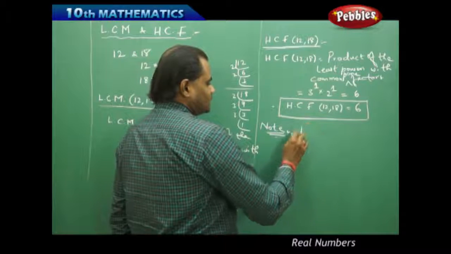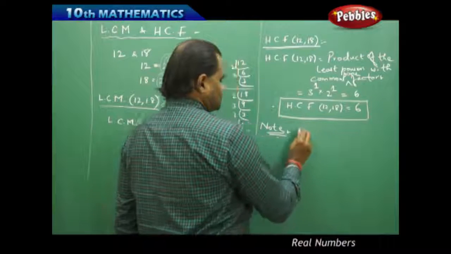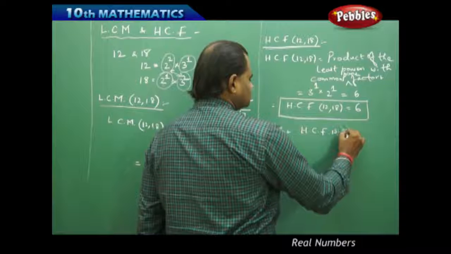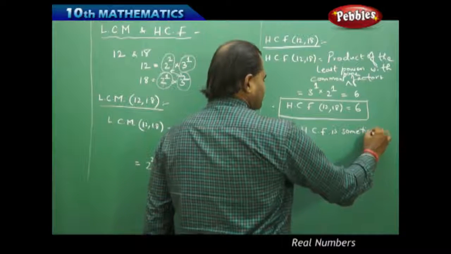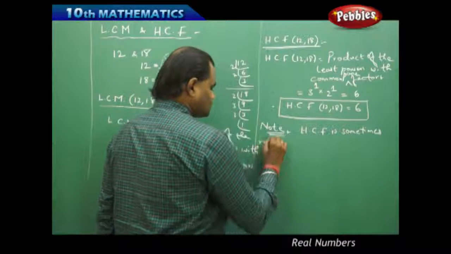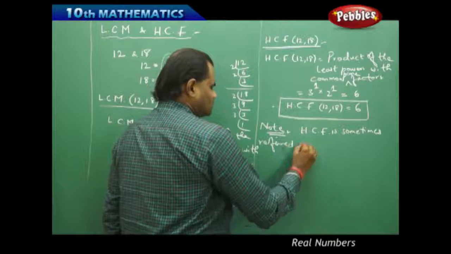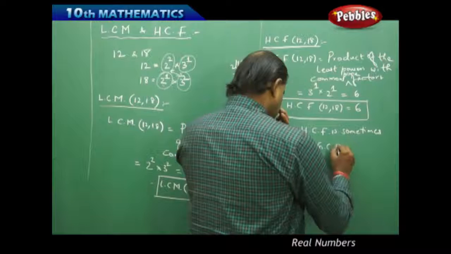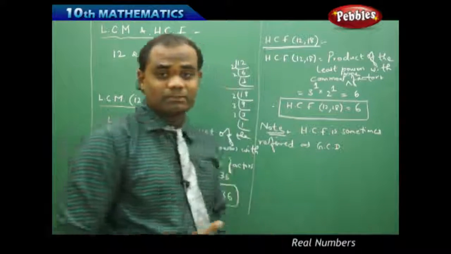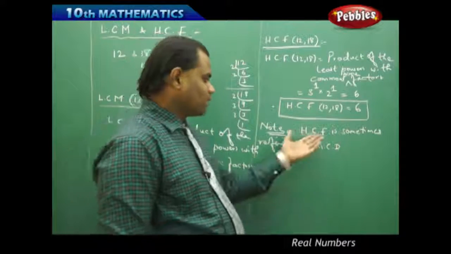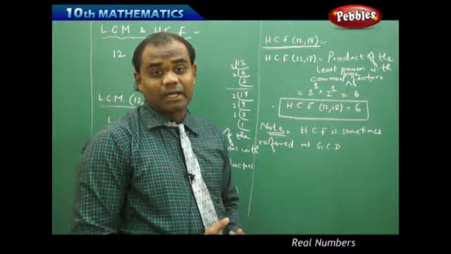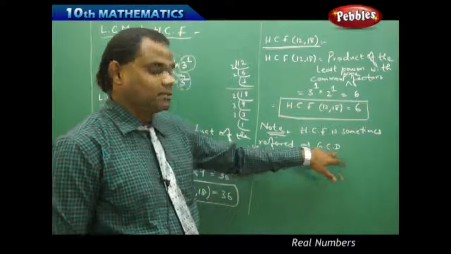A small note I would like to make here is that the HCF is sometimes referred to as GCD, the greatest common divisor. The highest common factor is also sometimes referred to as the greatest common divisor, abbreviated as GCD.